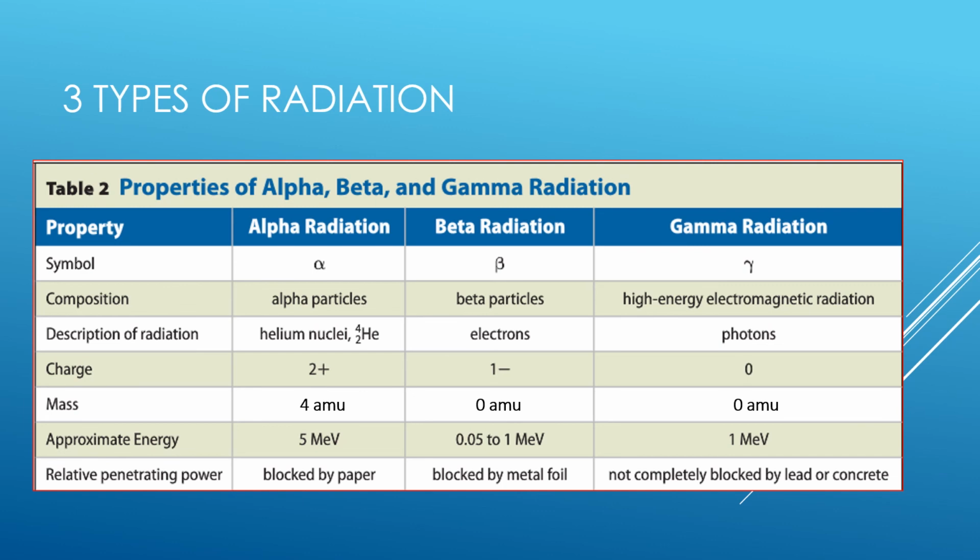Alpha radiation, they're the biggest out of all the types of radiation, are blocked by paper. Beta radiation, which are very small, can be blocked by metal foil. And last, gamma rays are not completely blocked by lead or concrete. So they are only energy, they're very fast moving, and they are the type of radiation with the highest penetrating power.